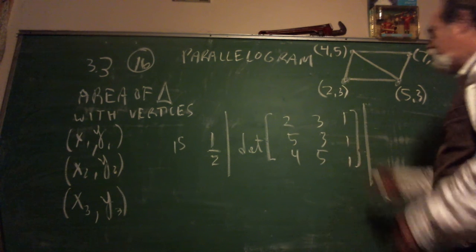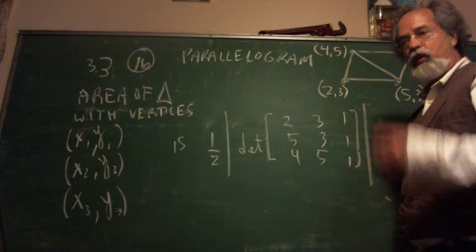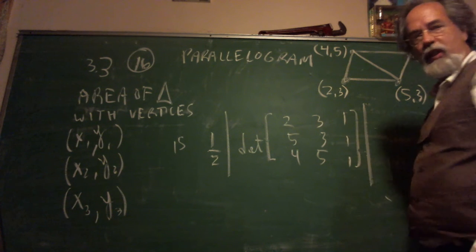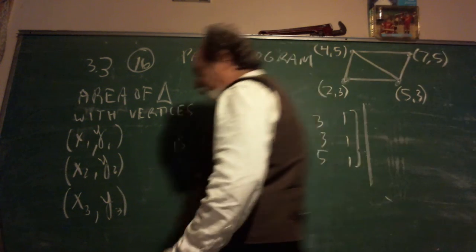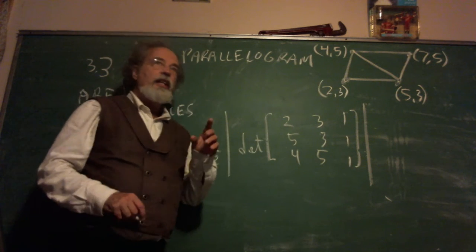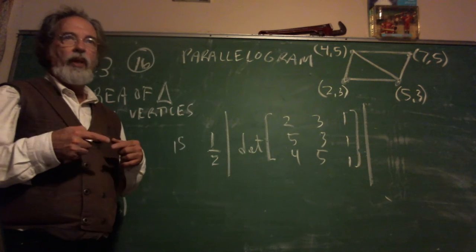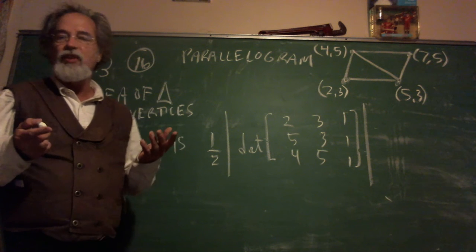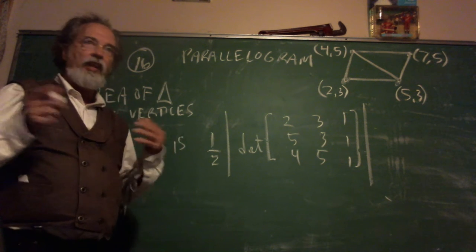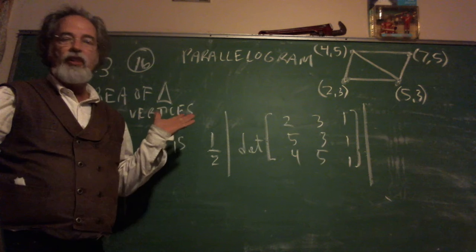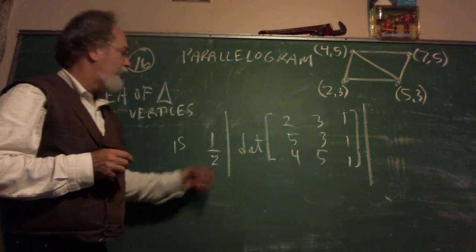Now, if you switch 2 rows, you get the opposite sign. That's a property of determinants. So that's why the absolute value. Because it doesn't matter which order you do the points, the calculation is going to come out to be the same. The absolute value takes care of whether the calculation comes out positive or negative. And there's this half in front.